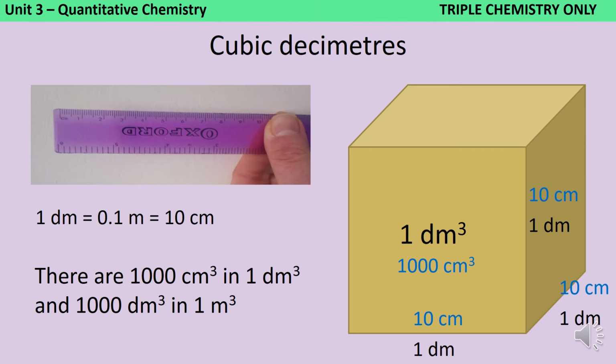The important thing to note here is that a decimetre cubed or a centimetre cubed is a unit of volume. The cubed is part of the unit. It doesn't affect any of the numbers that come before it. So at no point in any of these calculations are you going to be needing to cube anything.